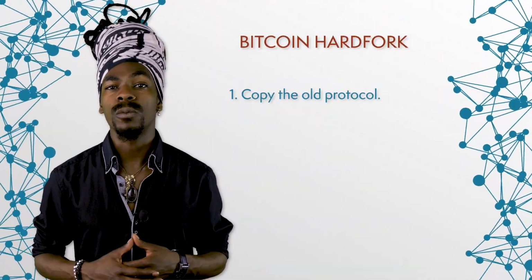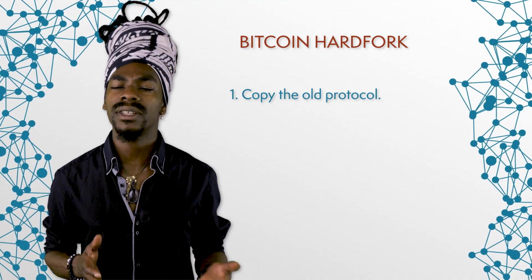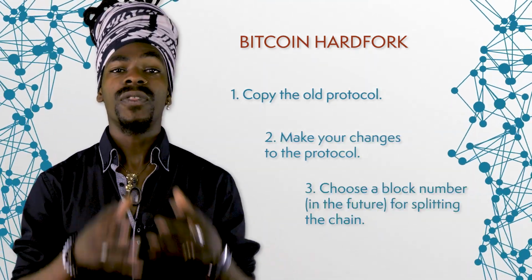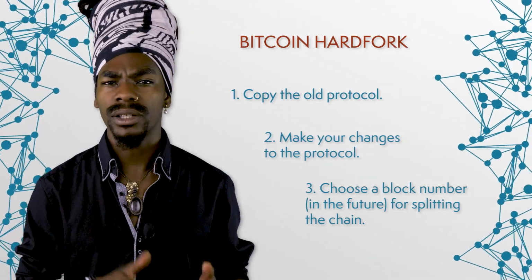Let's take Bitcoin as an example. We have the Bitcoin blockchain that adds one block every 10 minutes, and the Bitcoin protocol governs this process. Let's say you want to hard fork Bitcoin because you want to change the protocol. Here's what you have to do. First, you copy the old protocol, which is easy because everything is open source. Second, make your changes to the protocol. And third, choose a block number for splitting the chain.